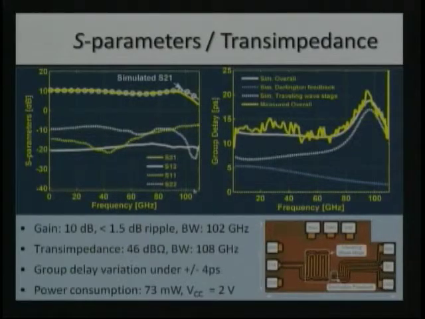We were also able to get a group delay that was under plus or minus 4 picoseconds over that entire 100 gigahertz of bandwidth, all while consuming only 73 milliwatts. This is a power consumption about 10 times less than previous 80 gigahertz amplifiers. So this technique worked very well. On top of that, our transimpedance is 10 times greater than we anticipated.